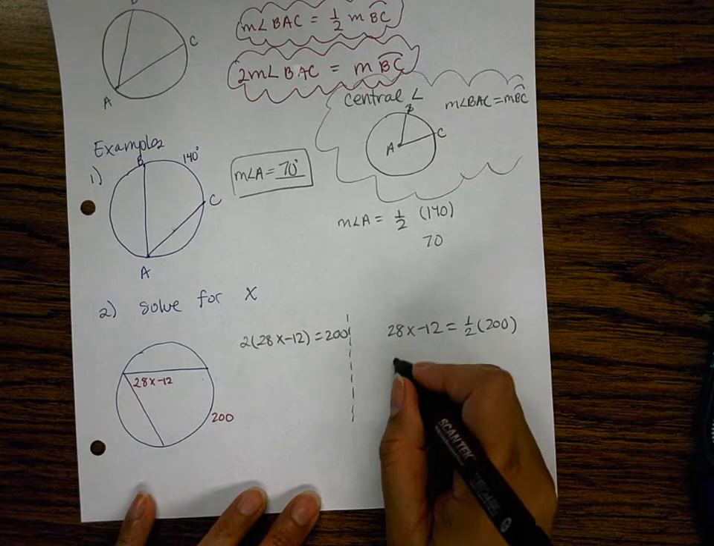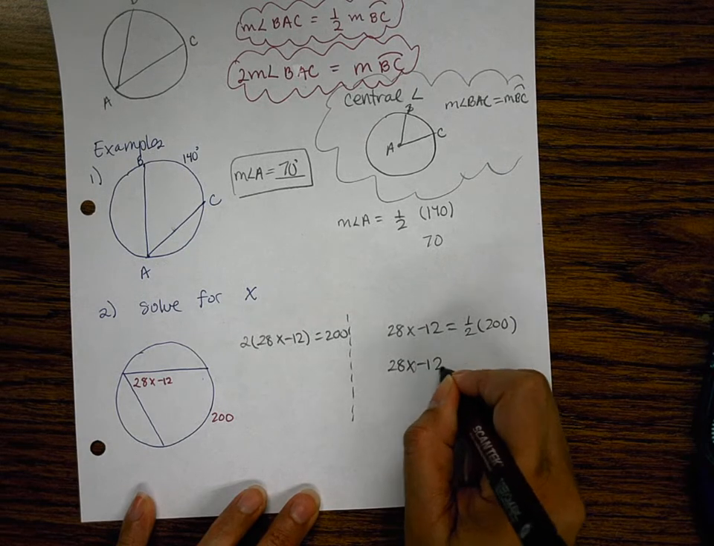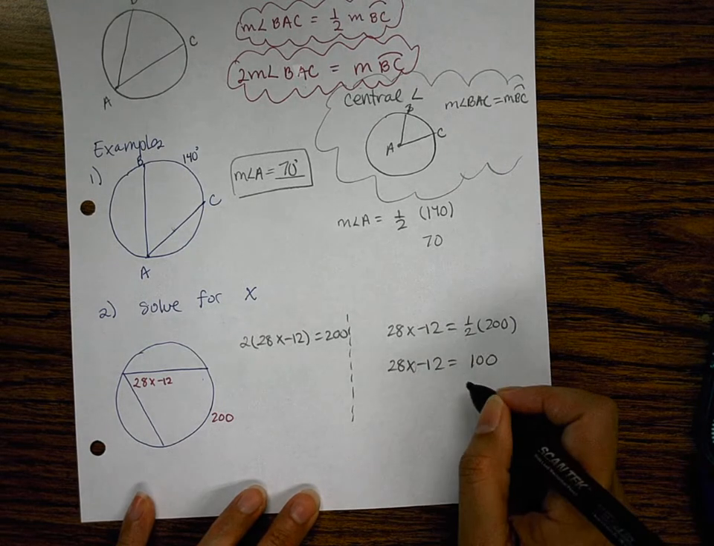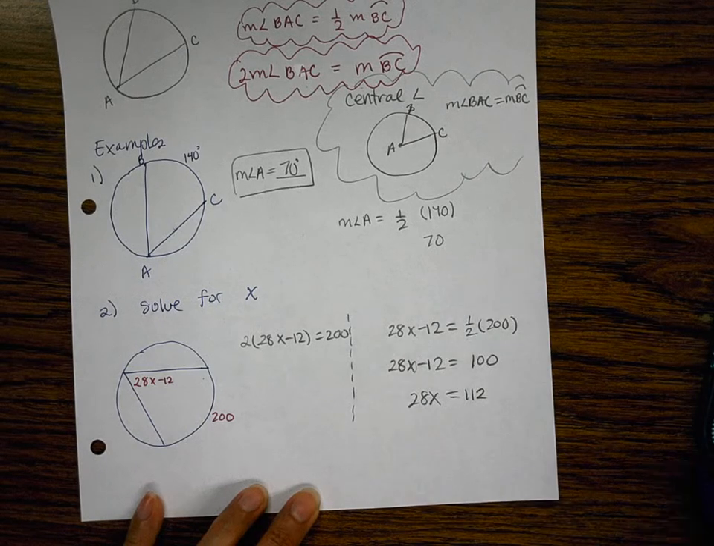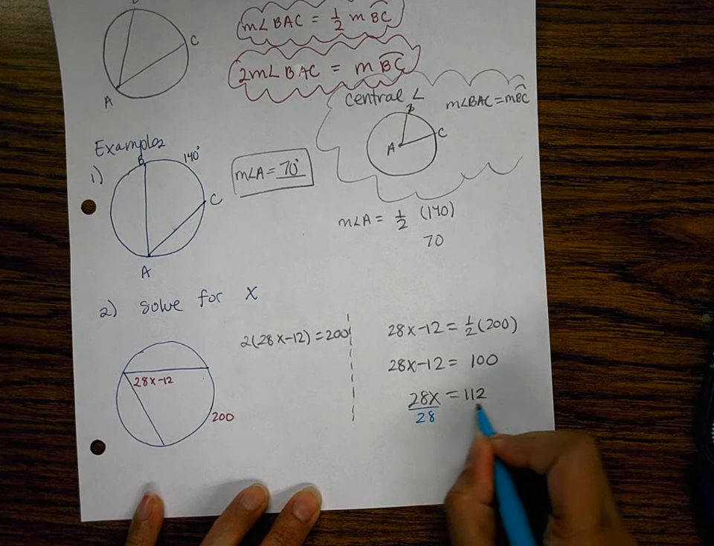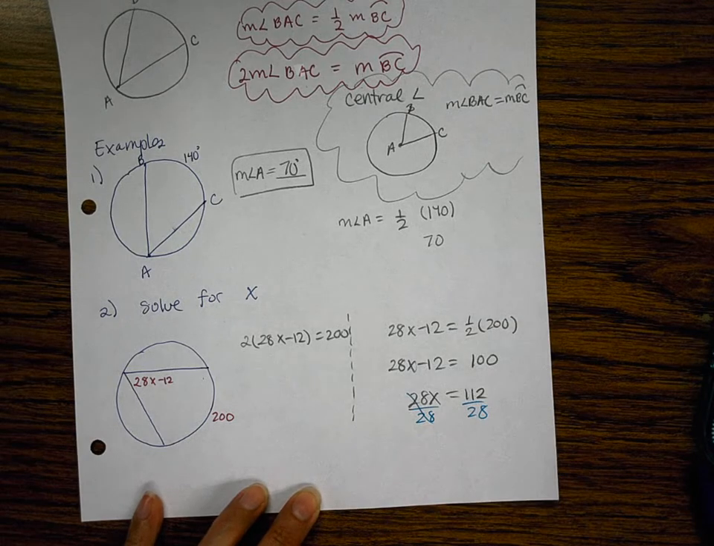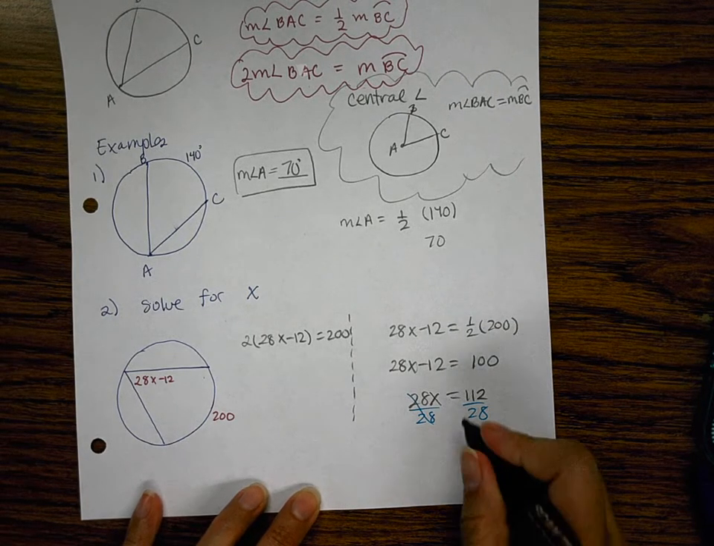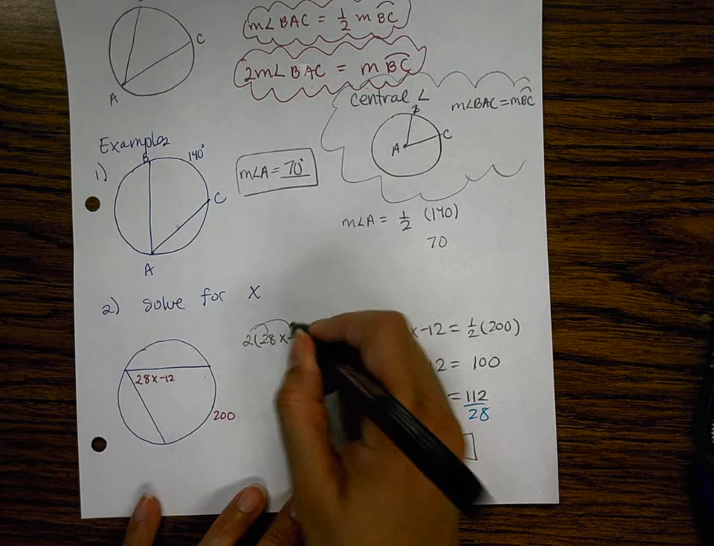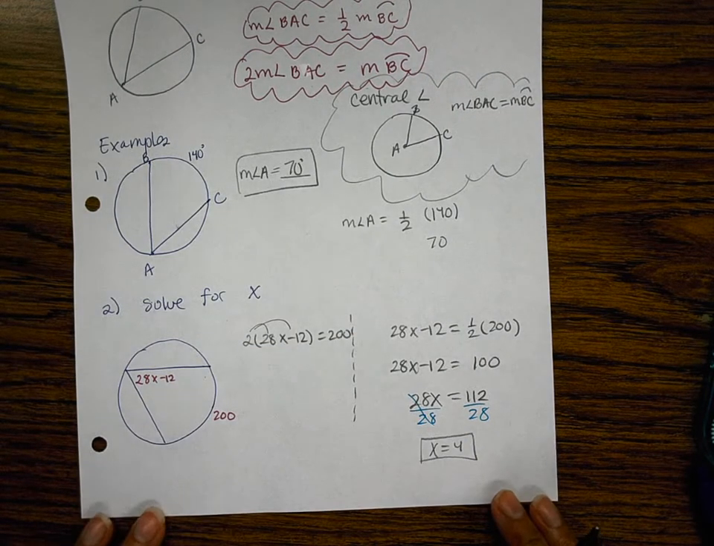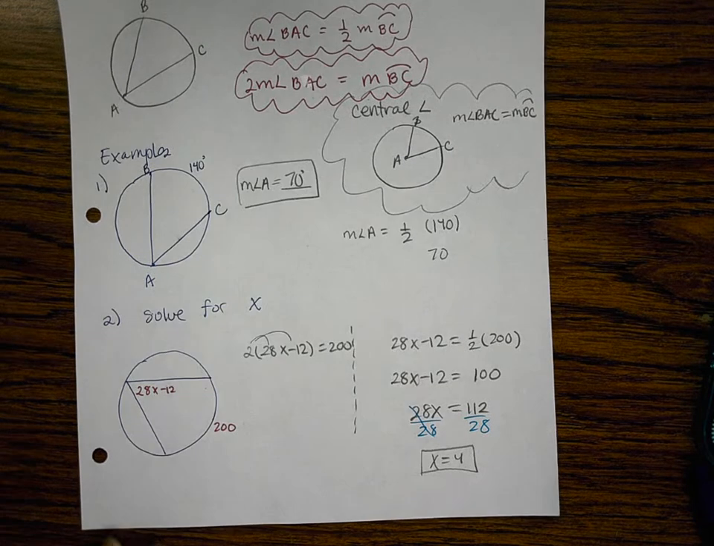I'm going to go ahead and solve this one. 28x minus 12 equals 100. Add your 12 to the other side. 28x equals 112. Divide both sides by 28. X equals 4. All right, now here if you had distributed and solved, you'd end up with the exact same answer. All right, so X is 4.